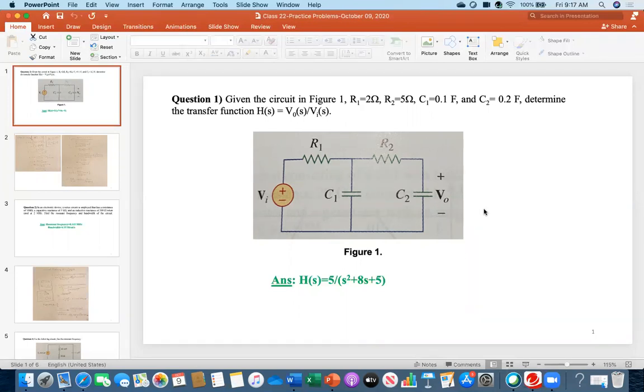I think you all remember that in Laplace, s equals j omega. For example, for capacitor C2, 1 over j omega C2 becomes 1 over s C2. j omega will be replaced by s, the Laplace operator. R is as it is. And then you put in those values C1, C2, R1, R2, and then you should be getting this result.